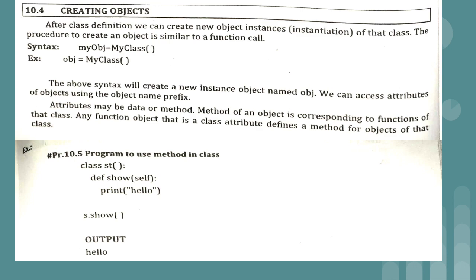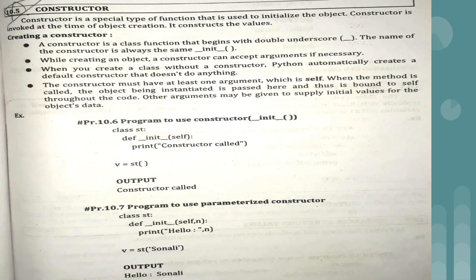Then we have creating an object. Just now we have seen that whenever you want to create an object of a class, simply write the object name equal to the class name. The program given here has not created the object, that is s equal to st, the parenthesis is missing, and only then can we call the method of the class. I hope this is clear to you, how we can create an object in Python.